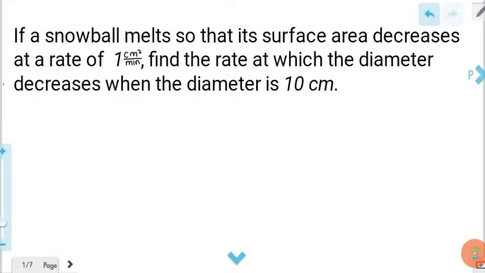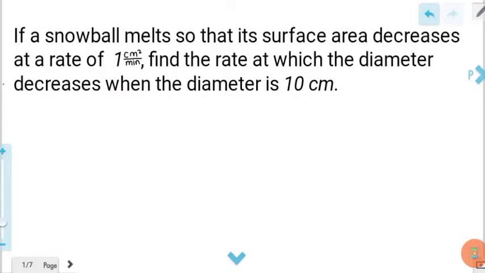But anyway, we'll go ahead and jump into this problem. We have this problem here. If a snowball melts so that its surface area decreases at a rate of 1 centimeter squared per minute, find the rate at which the diameter decreases when the diameter is 10 centimeters.